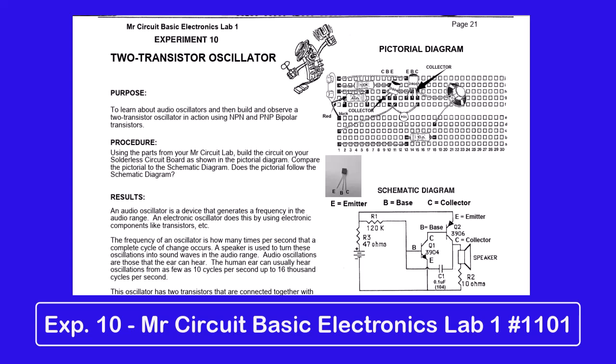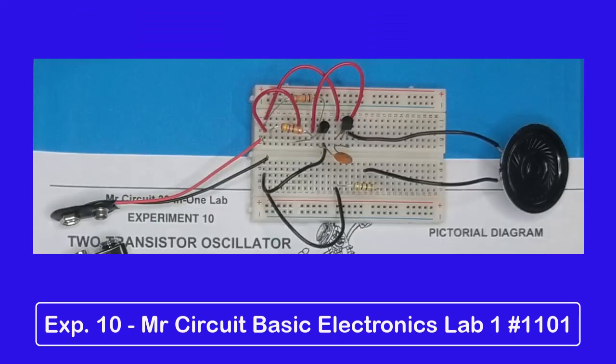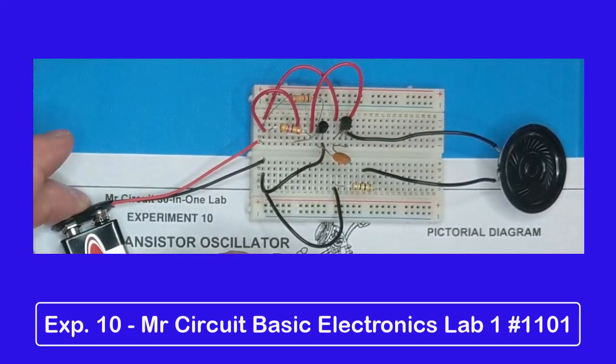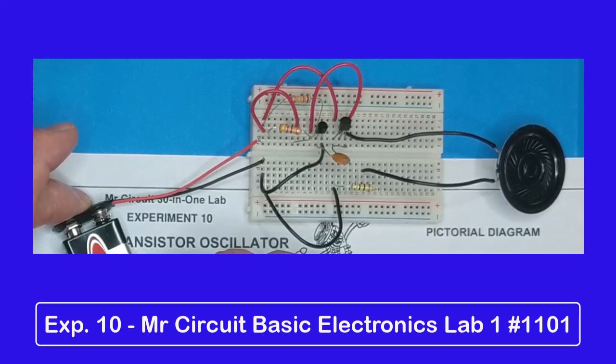In this experiment, the two transistors are turning on and off, which then in turn turns the speaker on and off at a certain frequency. You should be able to hear that tone of that frequency from the speaker. Let's try it to see if it works. Do you hear it? That is a tone of approximately 500 cycles per second, or 500 hertz.